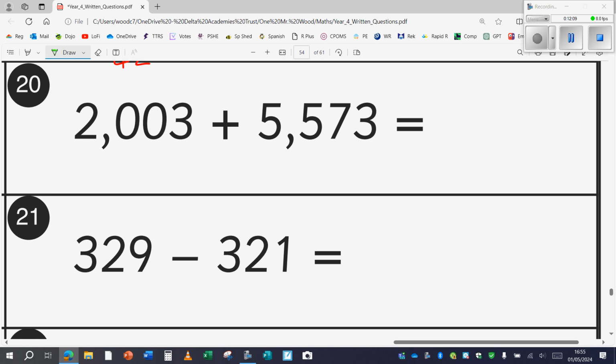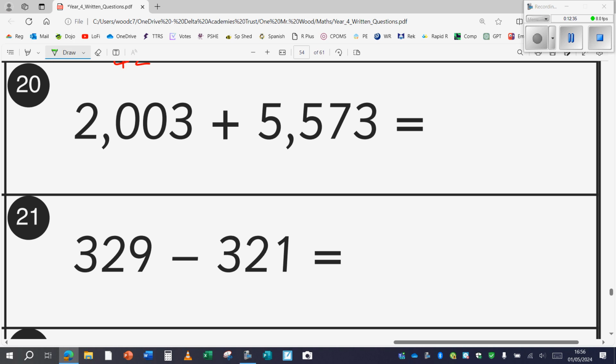For number 20, we've got a column addition question. So I'll set that one up. But before I do, there is an easy shortcut that we can do here. And there's a few ways to do it. So you could either ignore that 3 completely and do 5,573 plus 2,000, get your answer, which would be 7,573, and then you'd add the 3 on that you ignored earlier on.